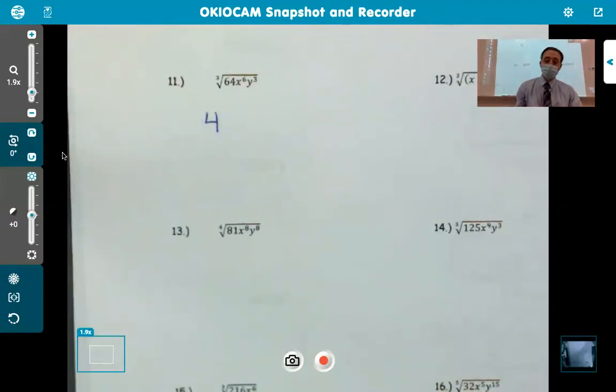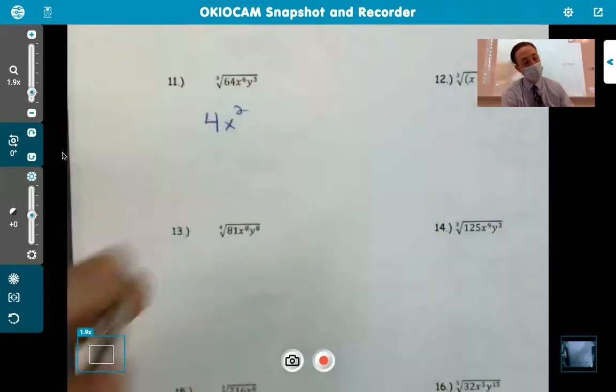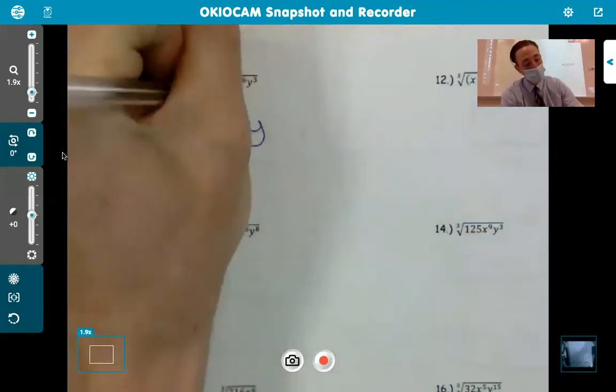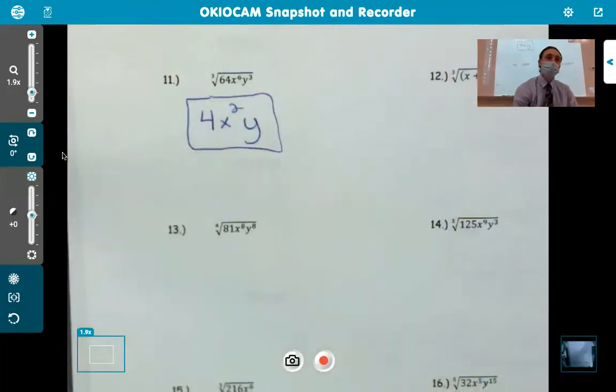How is x to the 6th power taking the cube root of that, how's that going to simplify? X squared, right? From 6 divided by 3. What about the y terms? Just y, right? Y to the 1st power, or just y. So 4x squared y. Any questions about number 11?